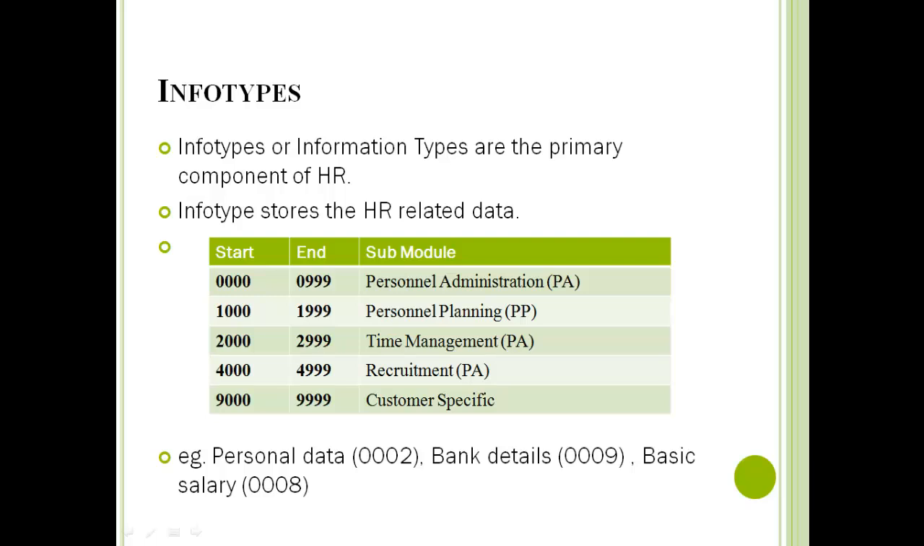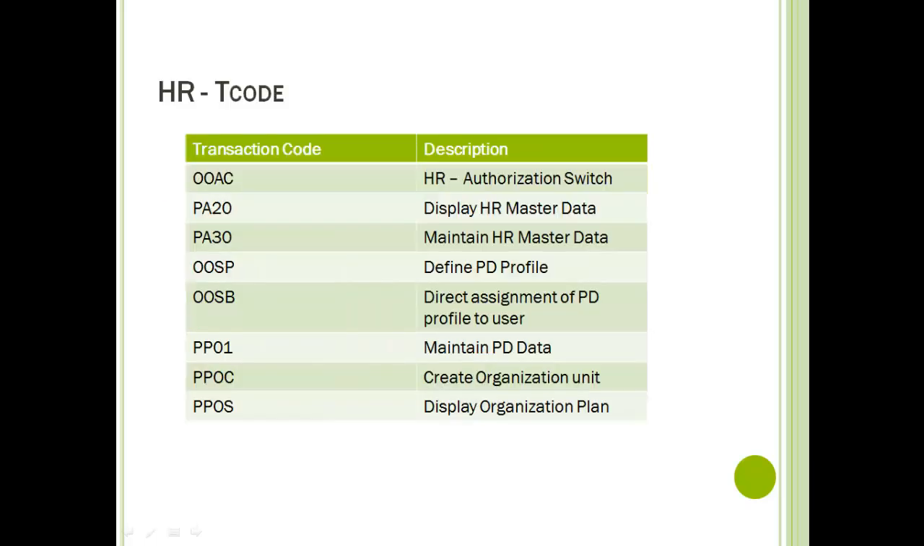This information will help us in the coming sessions to categorize these info types. Now these are some of the HR transaction codes. OOAC is the HR authorization switch, a customizing transaction code. Next is PA20, which is display HR master data, and PA30, which is maintain HR master data.